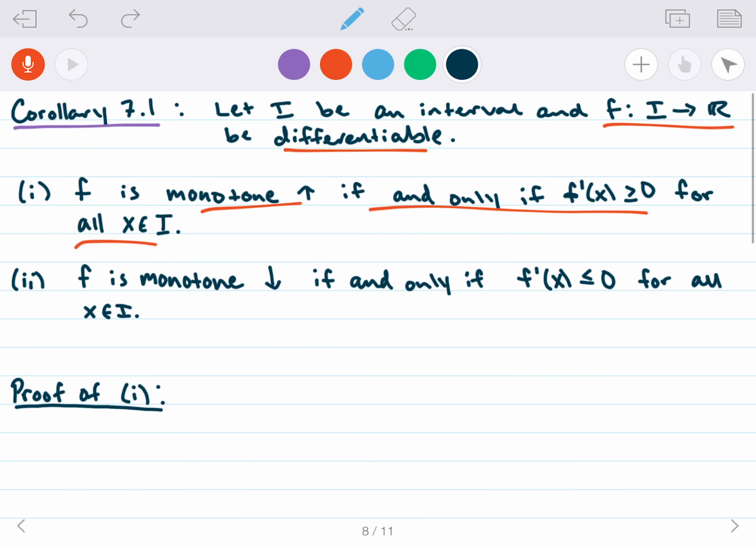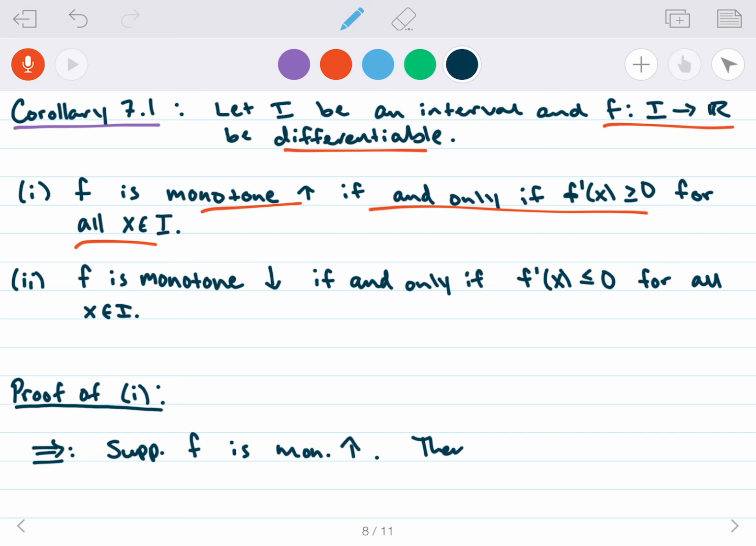Okay, so what are we going to suppose? We're supposing that f is differentiable on our interval and that it's monotone increasing. We'll do the forward direction first. This is an if and only if. So we're going to assume first that f is monotone increasing and show that f prime of x is bigger than or equal to 0. All right, let's do it. So suppose f is monotone increasing.